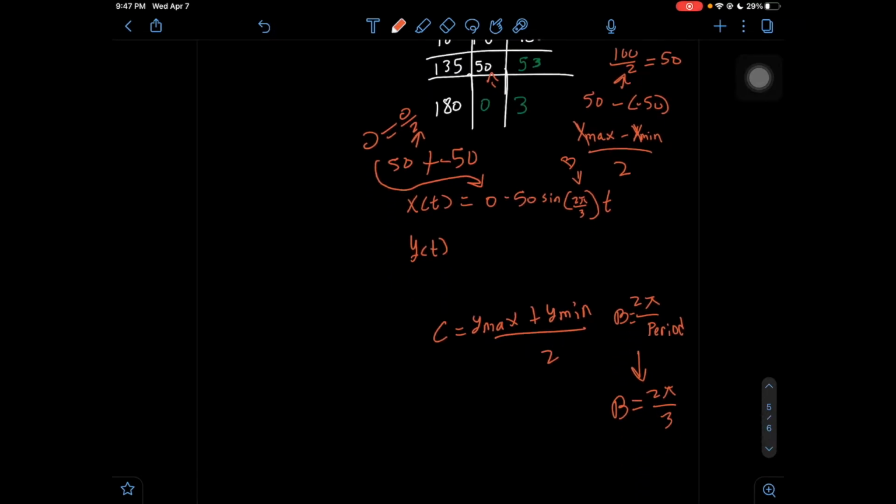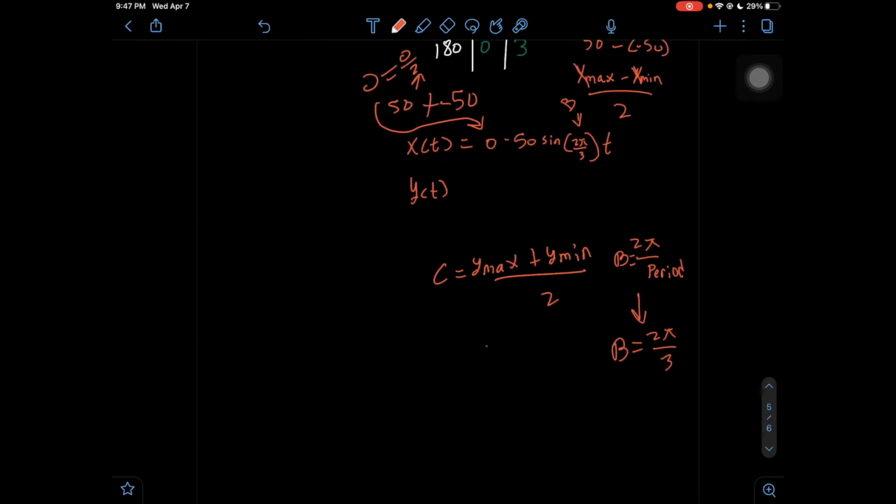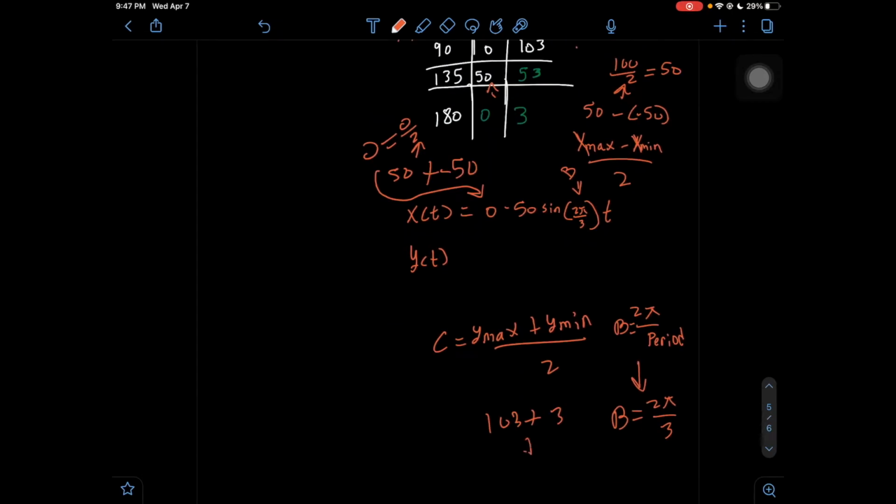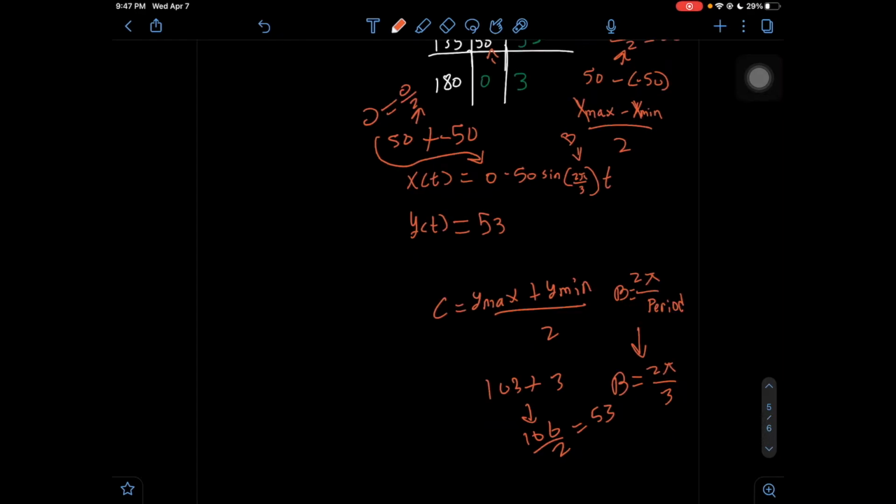Now let's do the same thing for our y equation. Well, we have a y max of 103. So we have 103 plus our y min, which is 3. So we have 106 over 2, which means we have a c value of 53. So that's where our center line is.